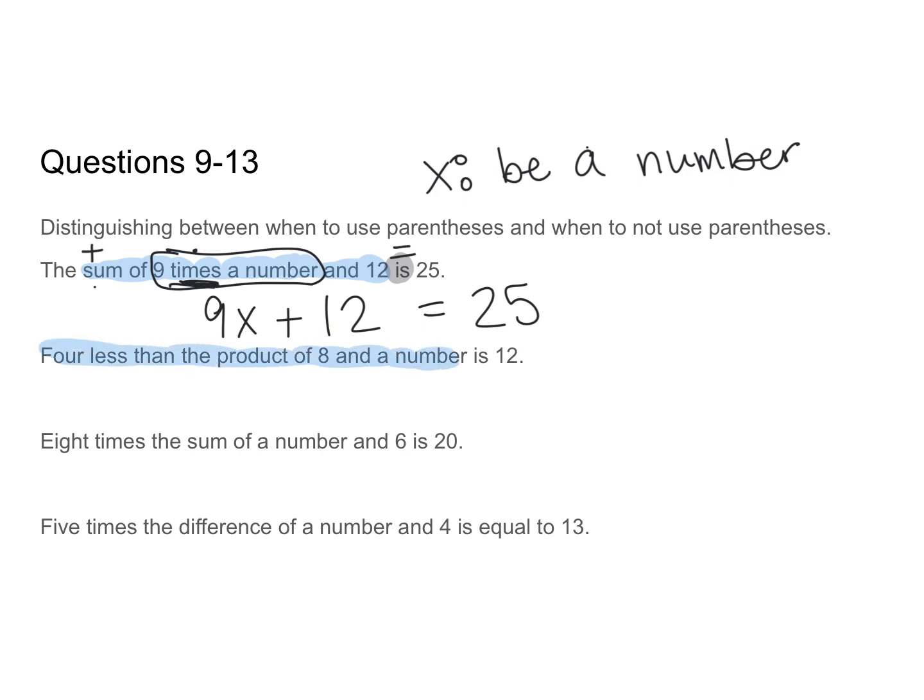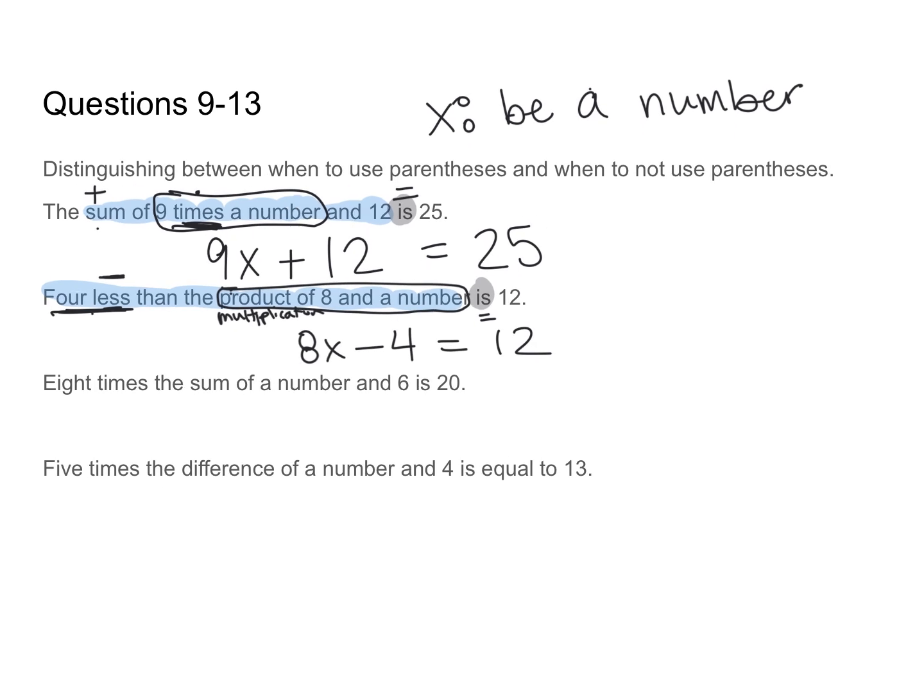And then for the second one, we have 4 less than the product of 8 and a number is 12. This time we have less. That is going to be minus. The product means multiplication. And of course, is means equals. So I have the product of 8 and a number. The product of 8 and a number would just be 8 times x. And it's 4 less than 8 times x is equal to 12.